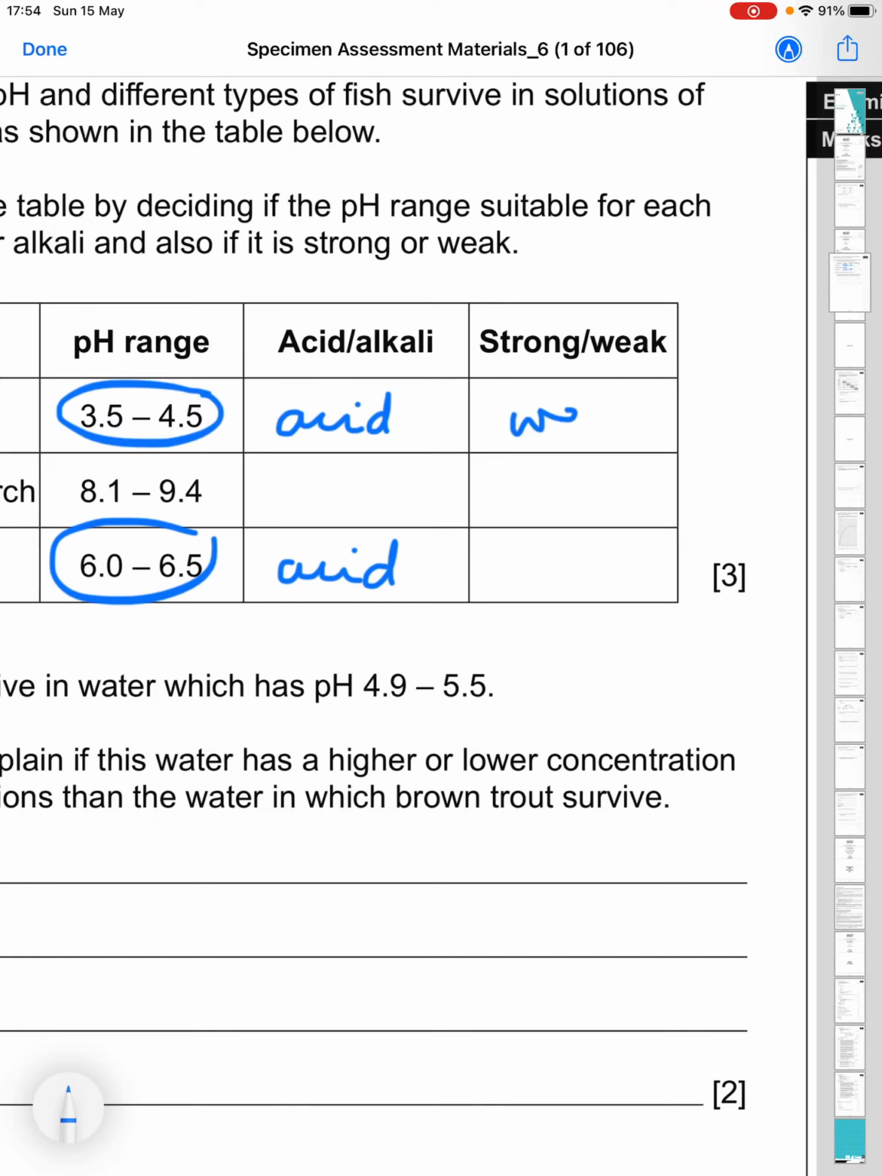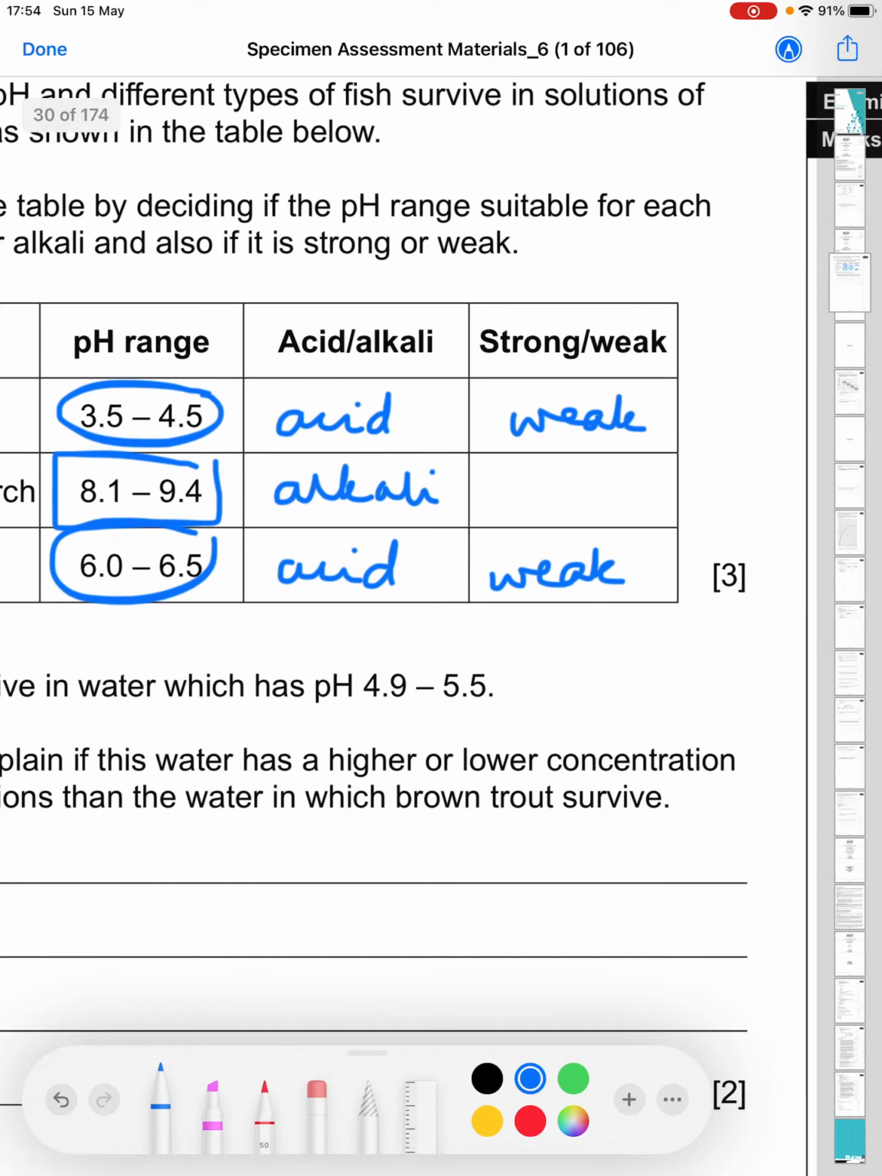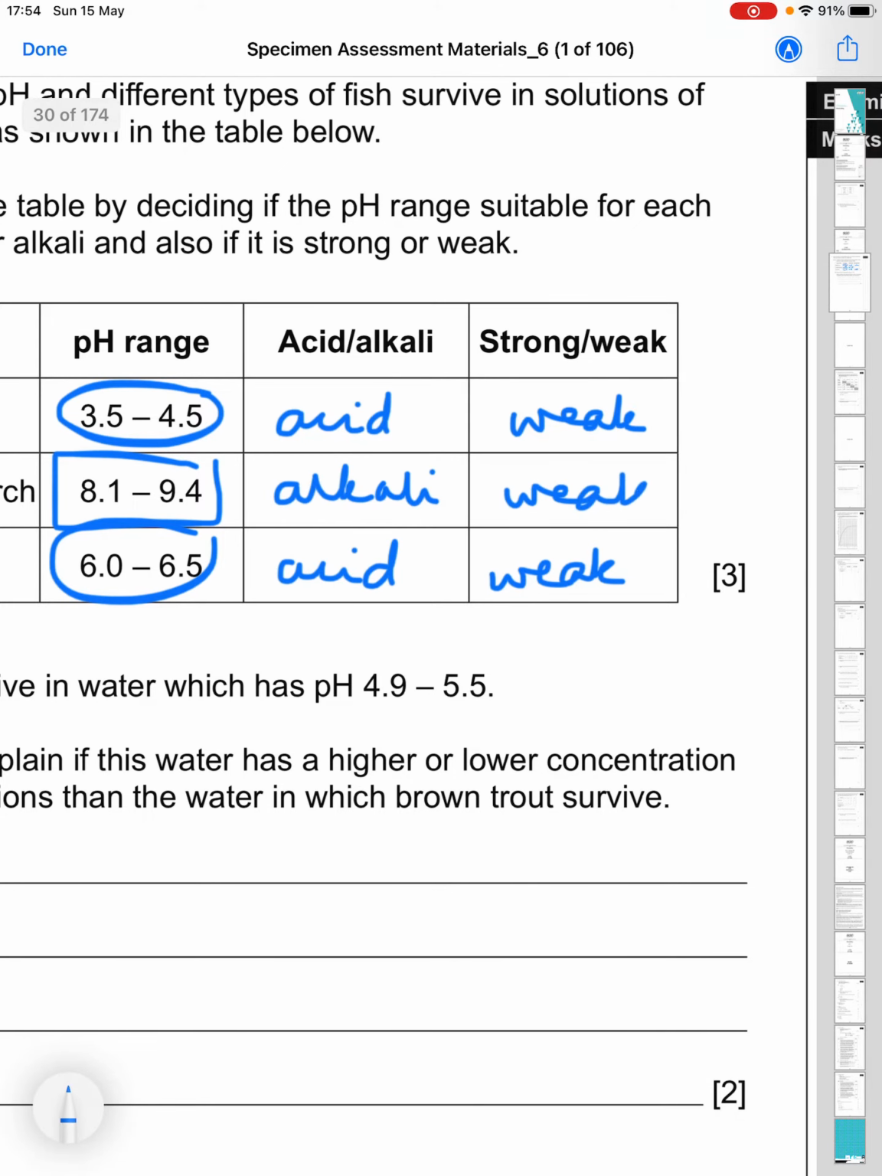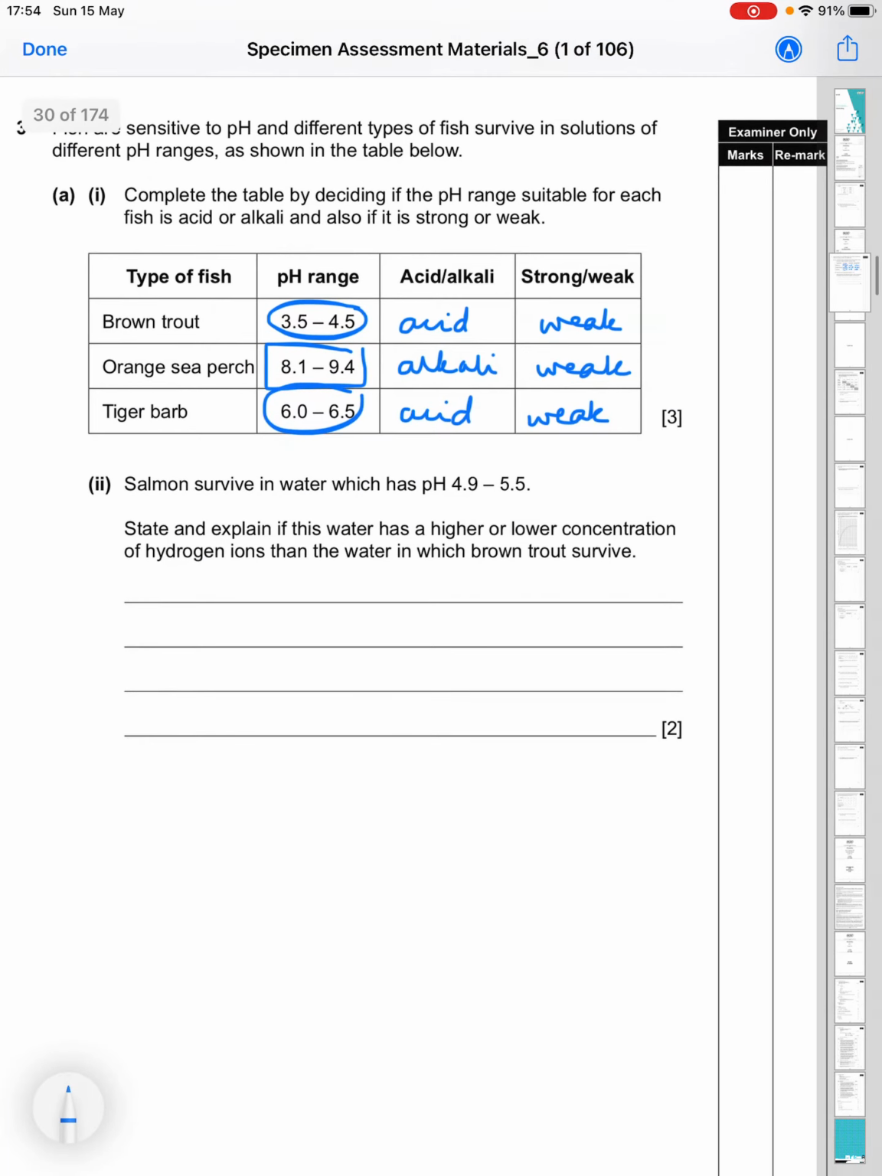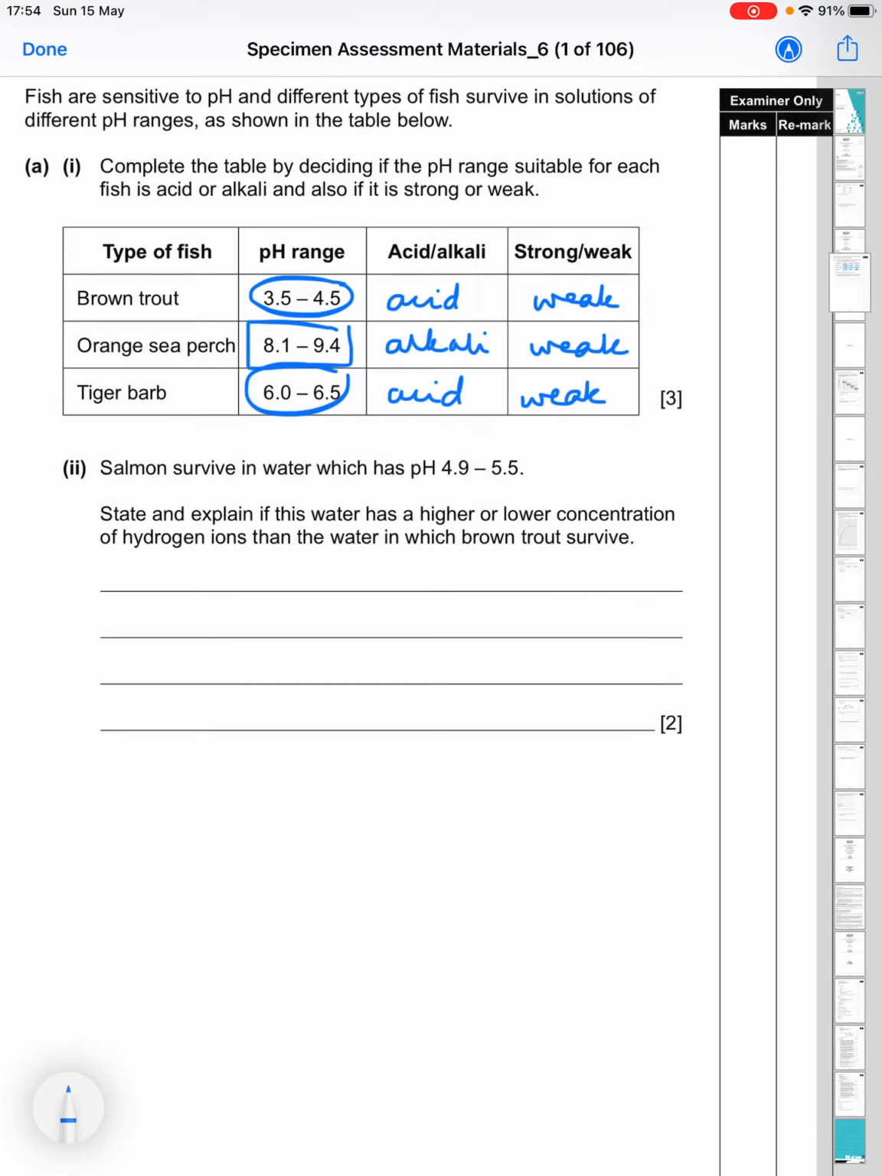and they're both weak acids. And then this one is an alkali because it's above 7, and it is a strong alkali. No, that's not. It's a weak alkali as well, apologies. So they're all weak. The brown trout survive better in acid, the orange sea perch in alkali, and the tiger barb in acid.